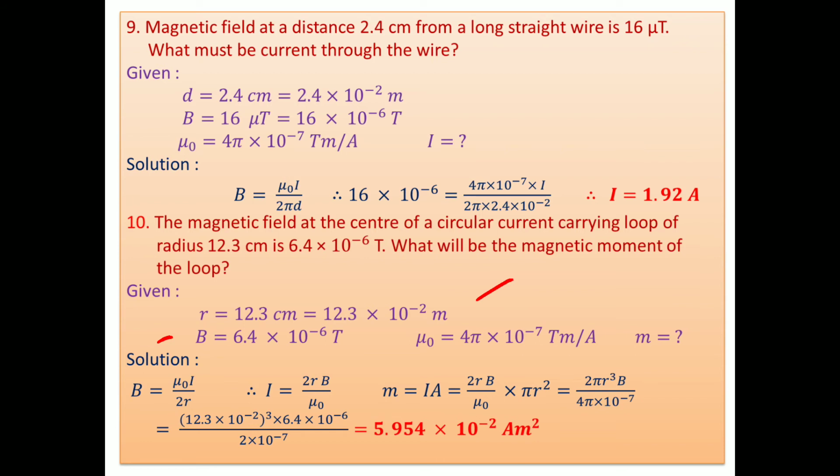Pi gets cancelled. We get here 12.3 into 10 raised to minus 2 cube into 6.4 into 10 raised to minus 6, B is substituted, and 2 into 10 raised to minus 7. And after calculation, taking cube of 12.3 and thereafter calculation, we get 5.954 into 10 raised to minus 2 ampere meter square. This is the answer. Interesting problem.